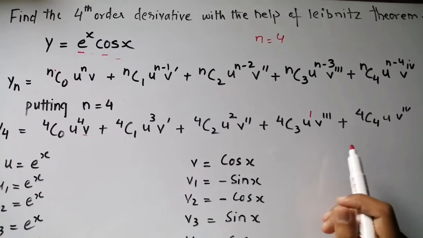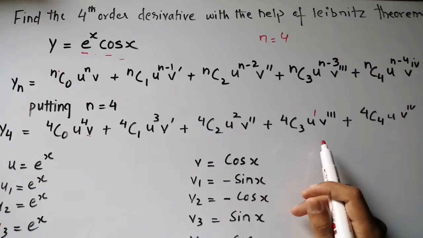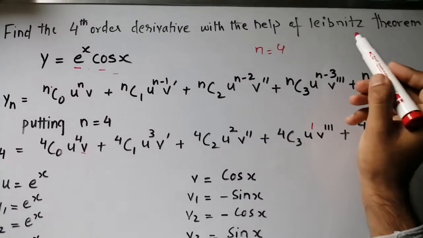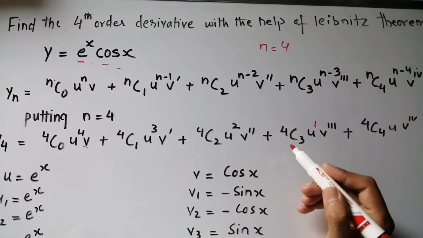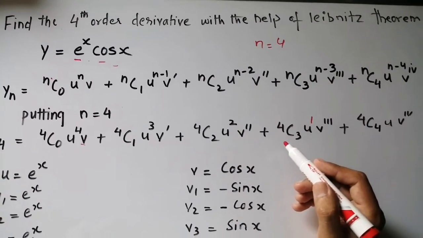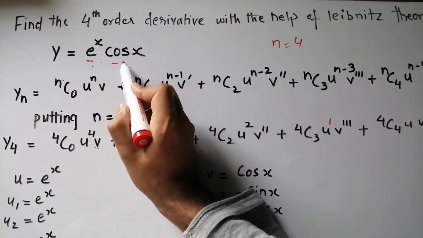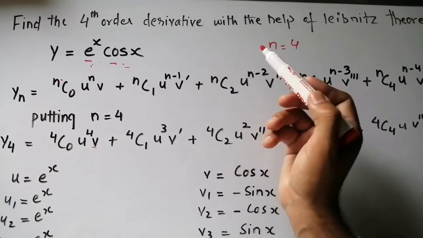So let's talk about solving an example through Leibniz theorem. So I have a question here. Find the fourth order derivative with the help of Leibniz theorem. We are going to find the fourth order derivative with the help of Leibniz theorem. So I have a function y is equal to e to power x cos x, that is basically the product of two functions, and the value of n is equal to 4.